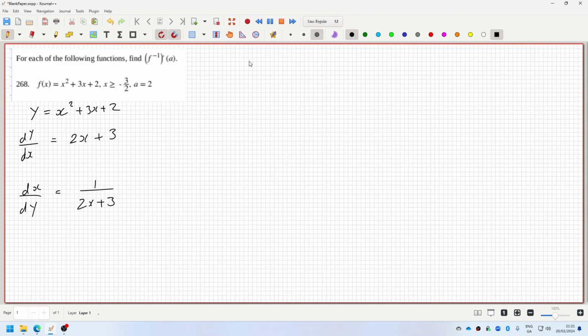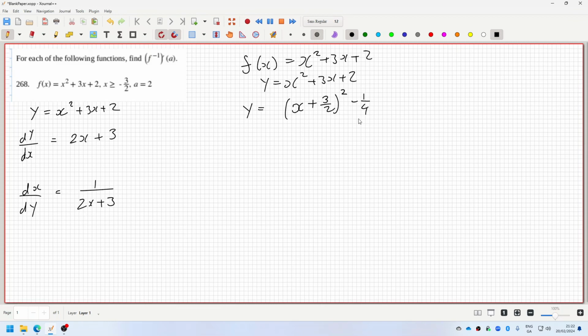So suppose I have the function f of x equals x squared plus 3x plus 2. I can change that into y equals x squared plus 3x plus 2, and I can complete the square here. So that's x plus 3 over 2 squared, which gives x squared plus 3x. And then let me see what goes at the back. I think it's minus 1 over 4. Let me check that. 9 over 4 minus 1 over 4 is 2.